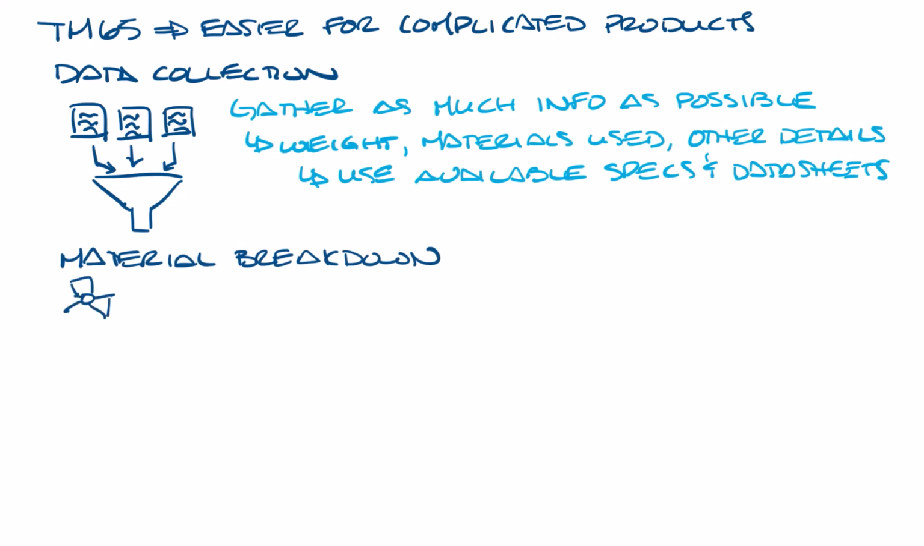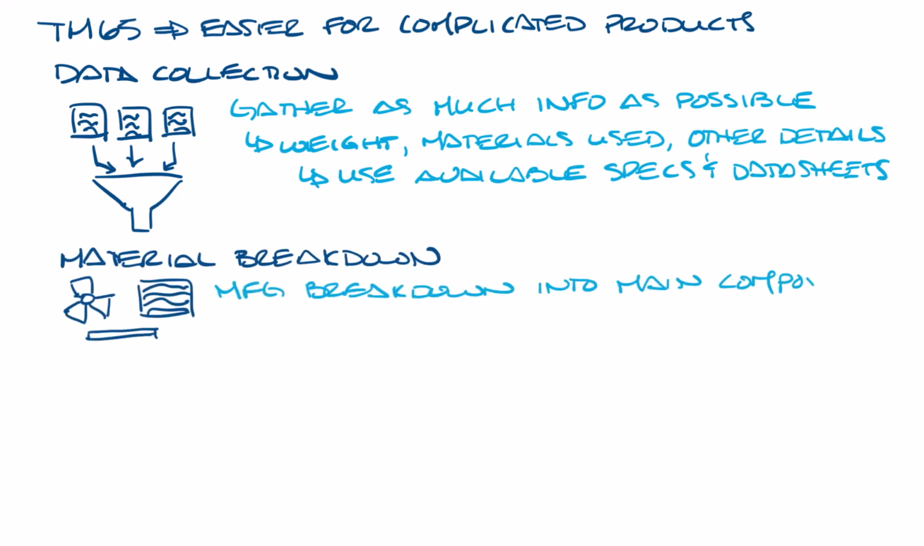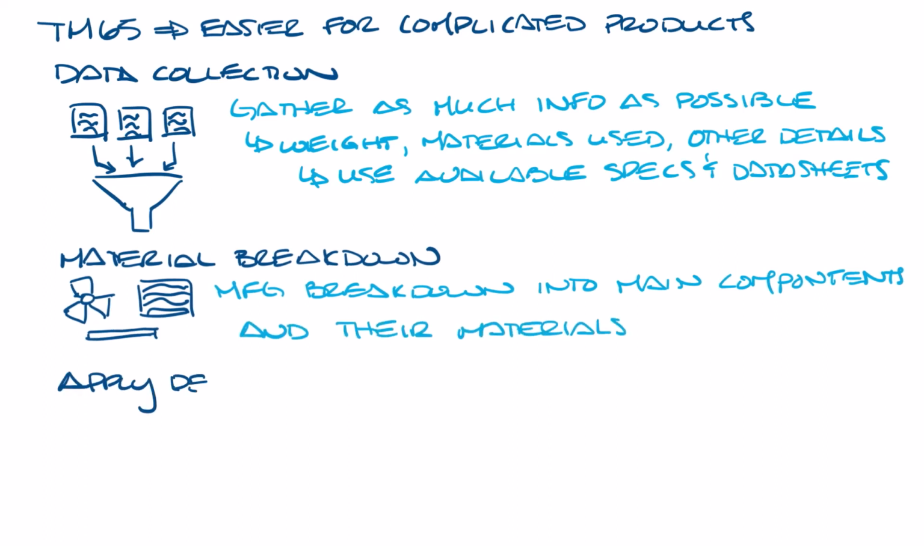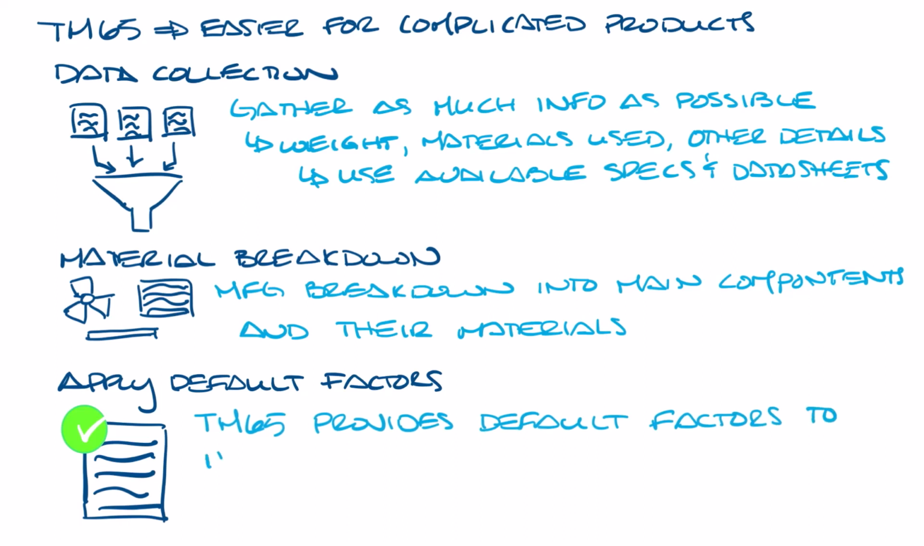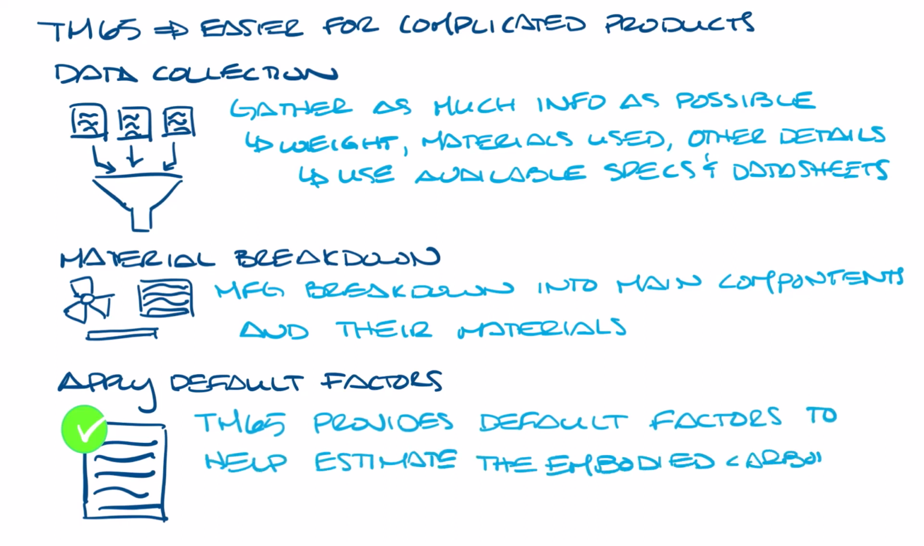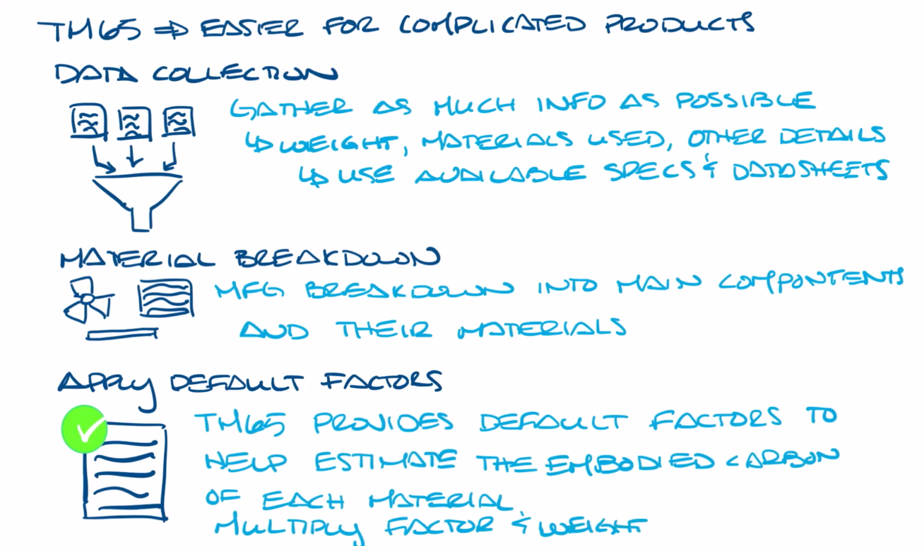Next, we look at material breakdown. The manufacturer would break down the product into its main components. Each material has a different carbon footprint. And next, we apply default factors. TM65 provides a set of default factors that help estimate the embodied carbon for each material. These factors are based on typical values from industry data. By multiplying these factors with the weight of each material, we can estimate the embodied carbon of that material.